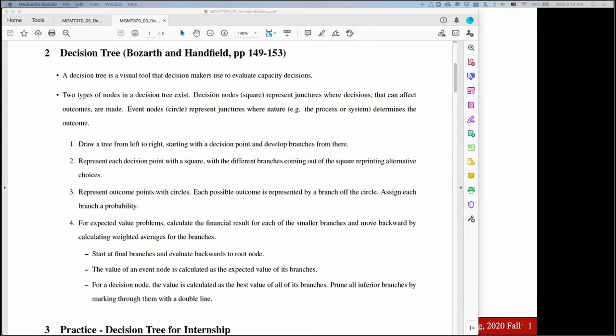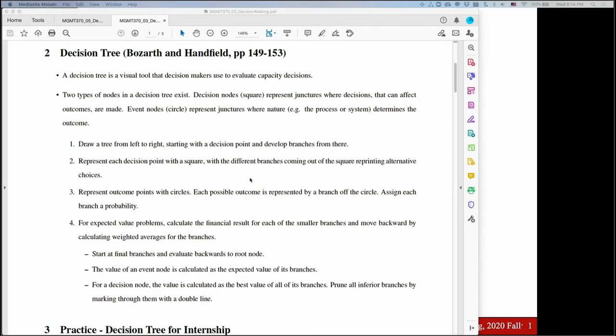This video explains the decision tree idea. A decision tree is a visual tool with which we can make decisions effectively. So this is a good visualization tool. And basically there are two different types of node. One is a decision node, the other one is an event node.